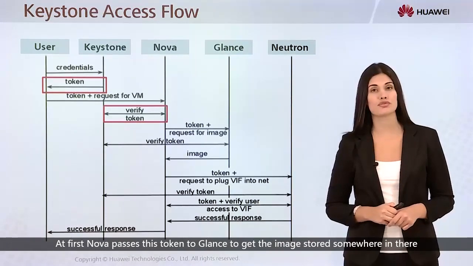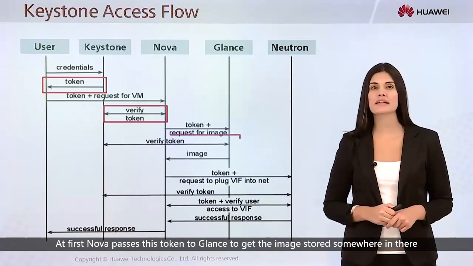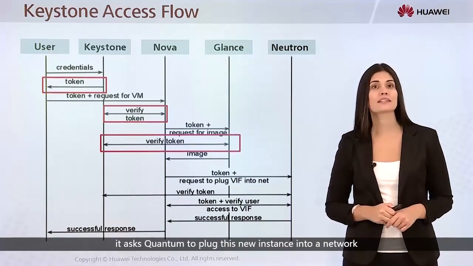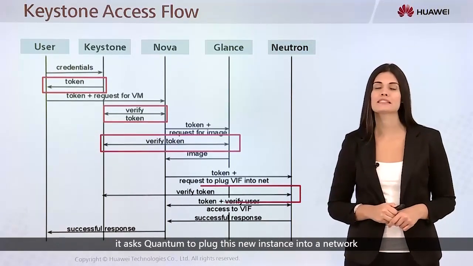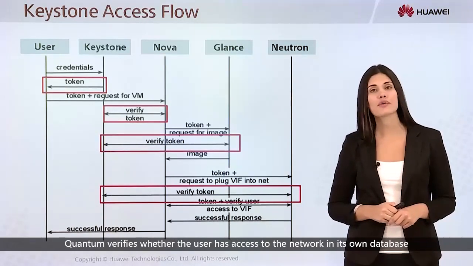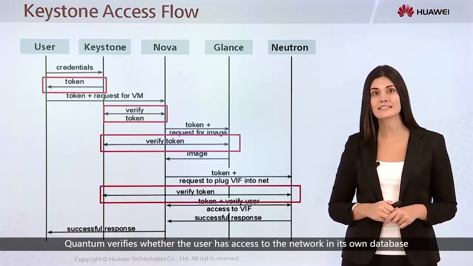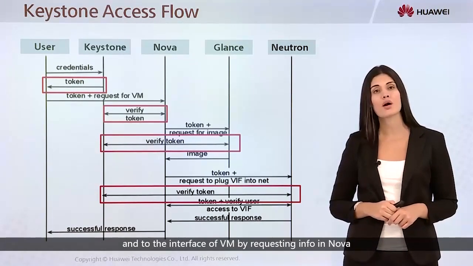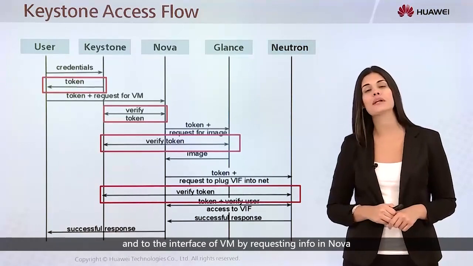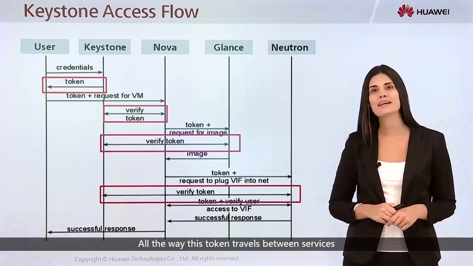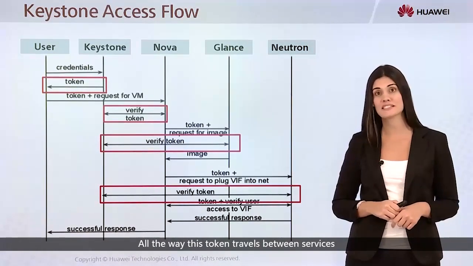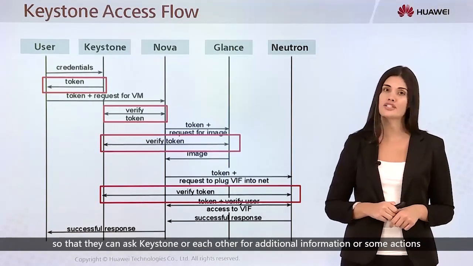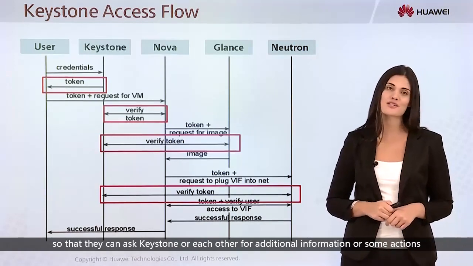At first, Nova feeds this token to Glance to get the image stored somewhere in there. After that, it asks Quantum to plug this new instance into a network. Quantum verifies whether the user has access to the network in its own database, and creates an interface for the VM by requesting Nova. All the way, this token travels between services so that they can ask Keystone for additional information or some actions.